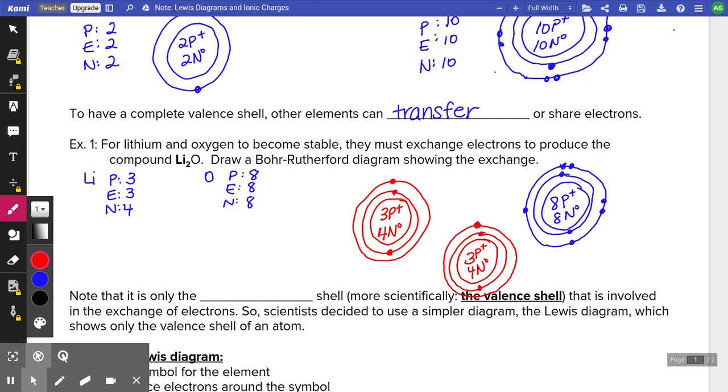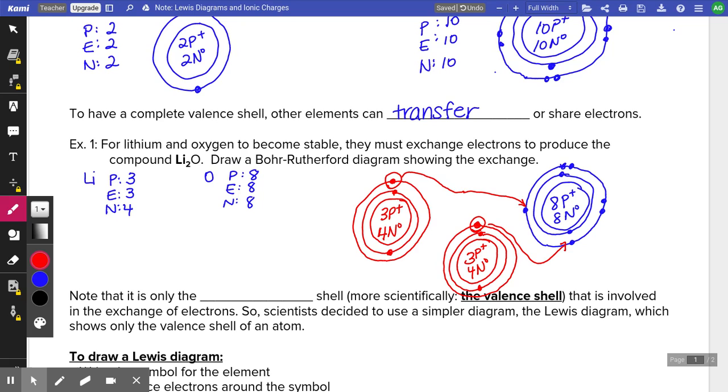If we take a look at their valence shell, oxygen is missing 2, right? Its valence shell has 6 electrons. It's complete at 8, whereas lithium only wants to get rid of 1. That's why we end up with 2 atoms of lithium, okay? Because what happens is each one of these is going to give their electron to oxygen. Okay, so oxygen is going to go and grab 1 electron from each of these lithium atoms. Okay, so that's how you show the transfer, the exchange of electrons using the Bohr-Rutherford diagrams.